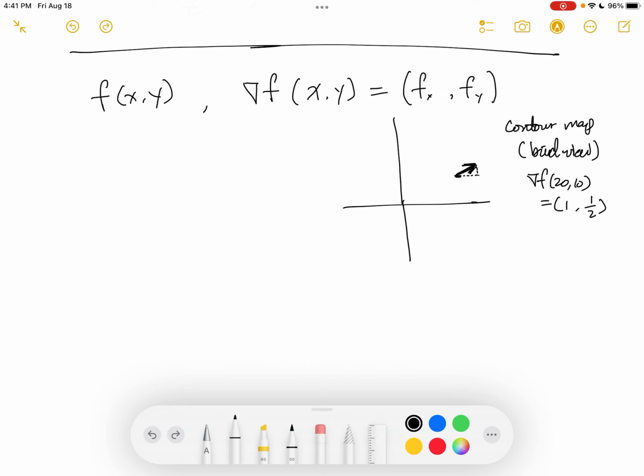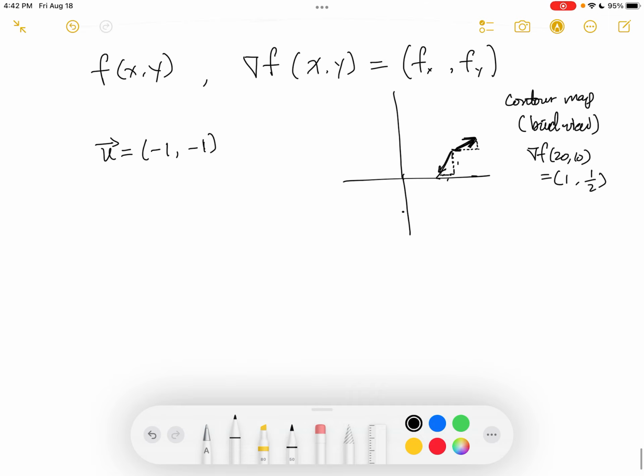There's another element to this, and it's what the question is asking for. If the skier doesn't go towards the direction of the gradient, but instead goes downhill this way, which is 1 and 1, meaning the skier is going directly southwest, down by 1 unit and west by 1 unit. Now the question has introduced another quantity, u, the vector of travel, which is -1 and -1. This represents the direction of southwest. The question asks for the slope going down that way.